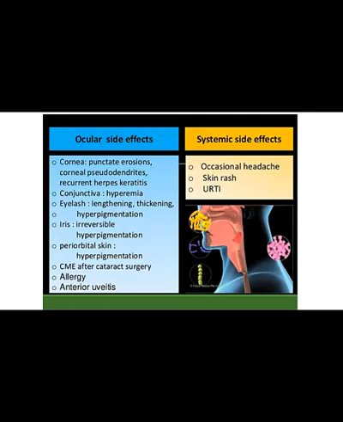Ocular side effects of the prostaglandin analogs include corneal punctate erosions, pseudodendrites, and herpes keratitis recurrence, hyperemia of conjunctiva, lengthening, thickening, and hyperpigmentation of eyelashes, irreversible hyperpigmentation in the iris, hyperpigmentation of the periorbital skin, cystoid macular edema after cataract surgery, allergy and anterior uveitis. Now, the systemic side effects include occasional headache, skin rash, and URTI.